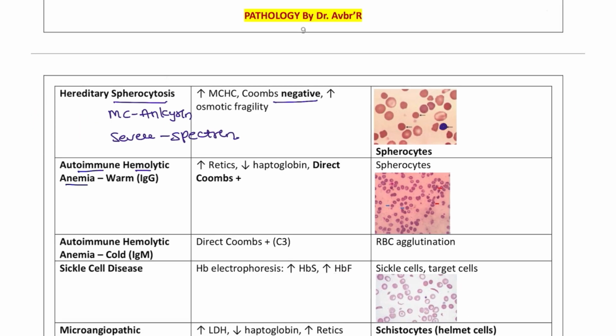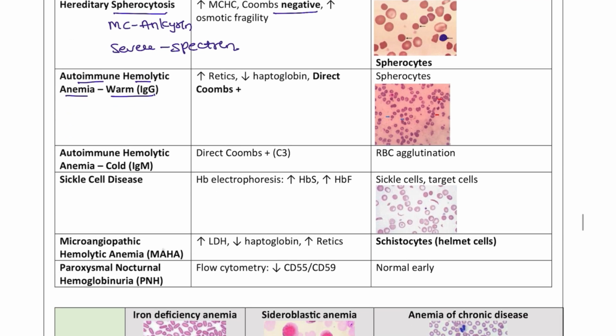Next, autoimmune hemolytic anemia, which is associated with warm type. If it is warm, it is associated with IgG. If it is cold, IgM. Their Coombs test will be positive in the autoimmune types. Here also you are going to see the spherocytes.